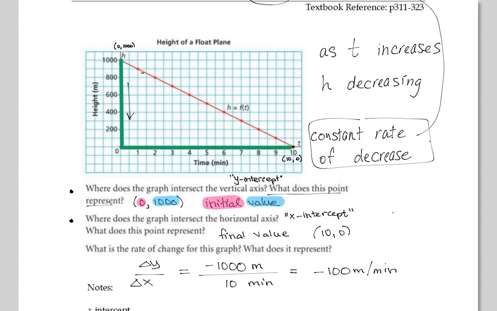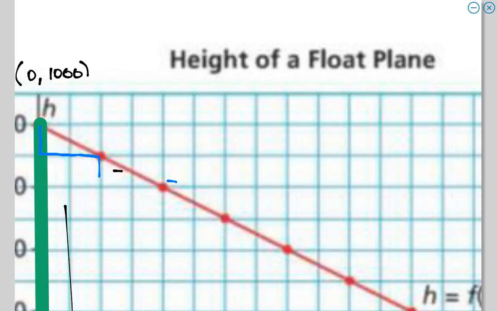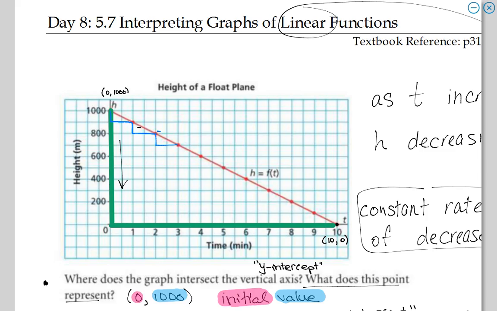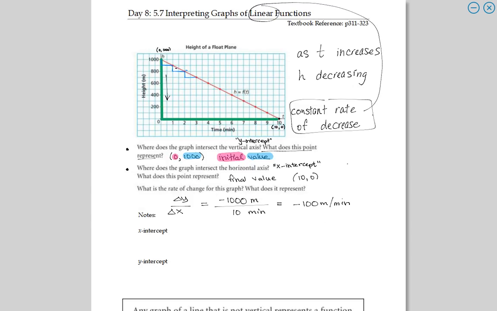So what I want you to try to do is try to find the steps. Try to find the 100 meters lost every minute, and you can see it goes like this. We go down 100 over 1. Down 100 over 1. And that continues on forever until you run out of height. Okay? You guys feeling okay about those notes?